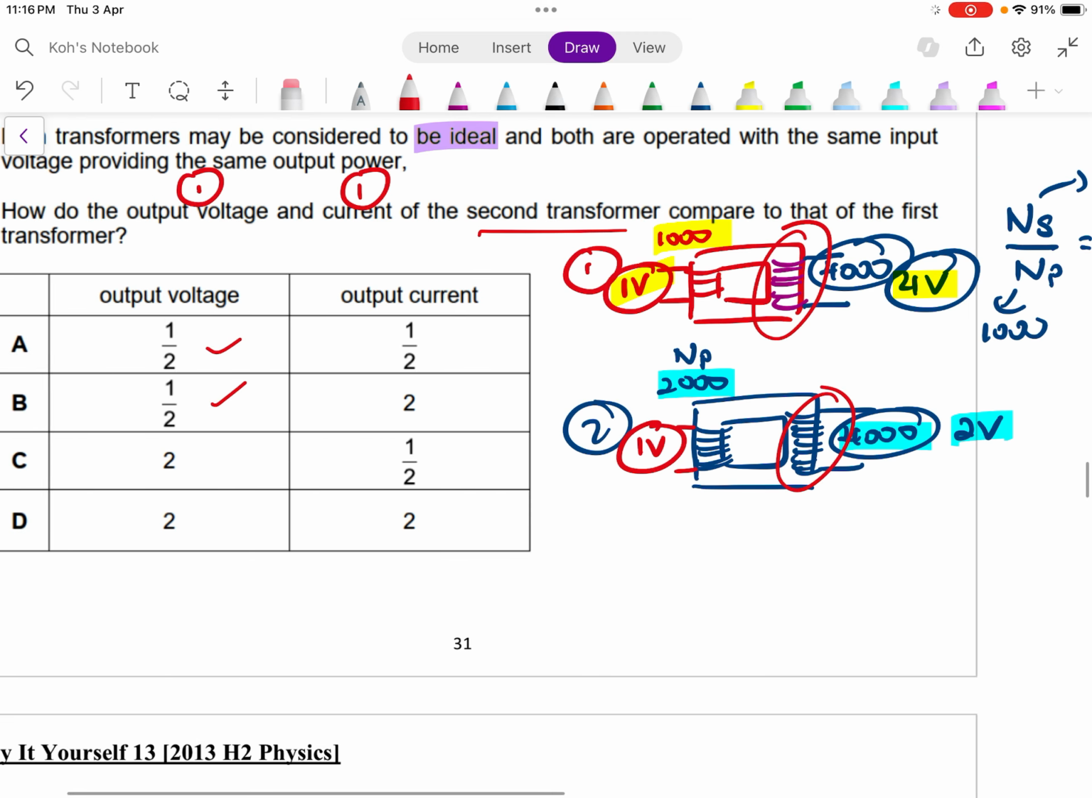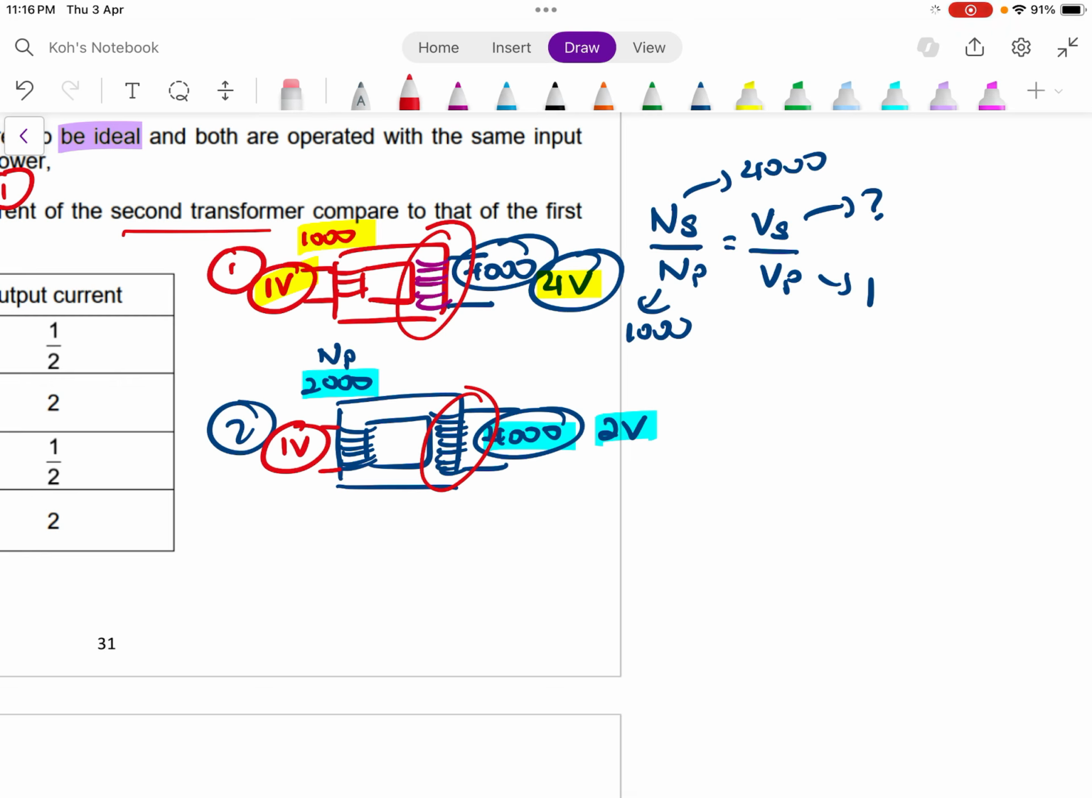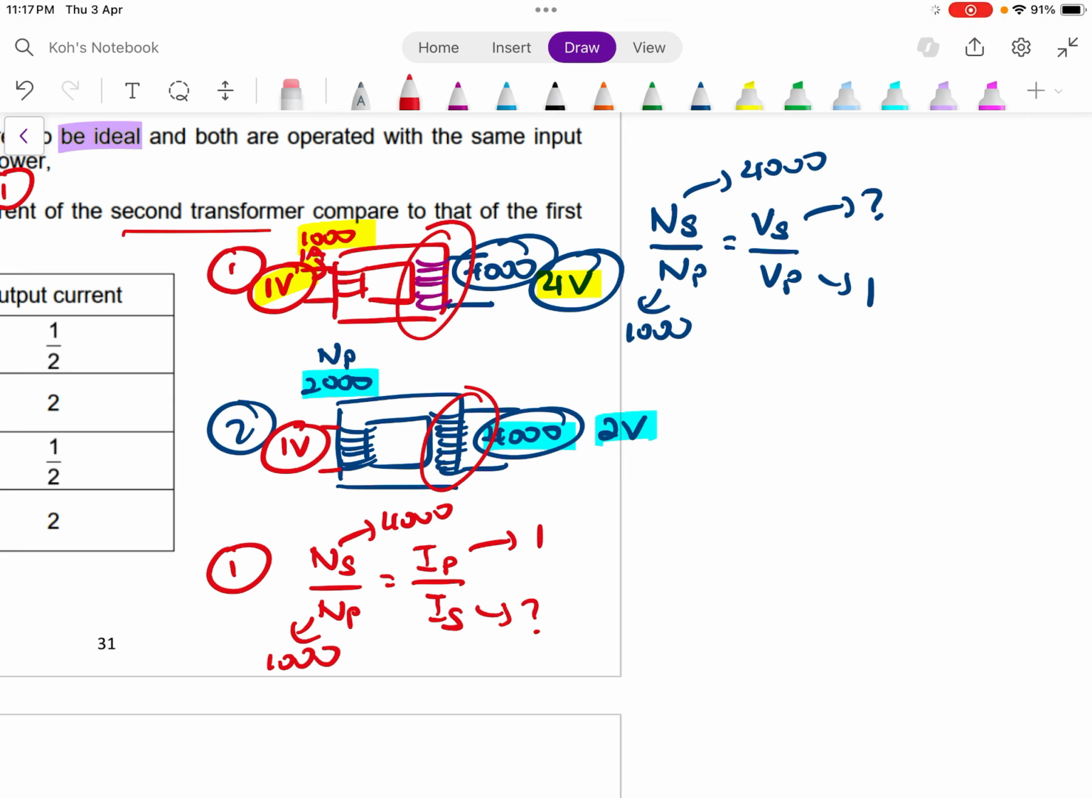What about the output current? Output current, you can also do the calculation. For example, the first transformer, same thing. I may just use 1 ampere for the first transformer. So NS over NP is equal to IP over IS. NS is your 4000, then your NP is 1000. Your IP is 1 ampere, because I set it to be 1 ampere. IS, I don't know, so you do the calculation and you will get IS to be 1/4 ampere, or as good as saying 0.25 ampere.